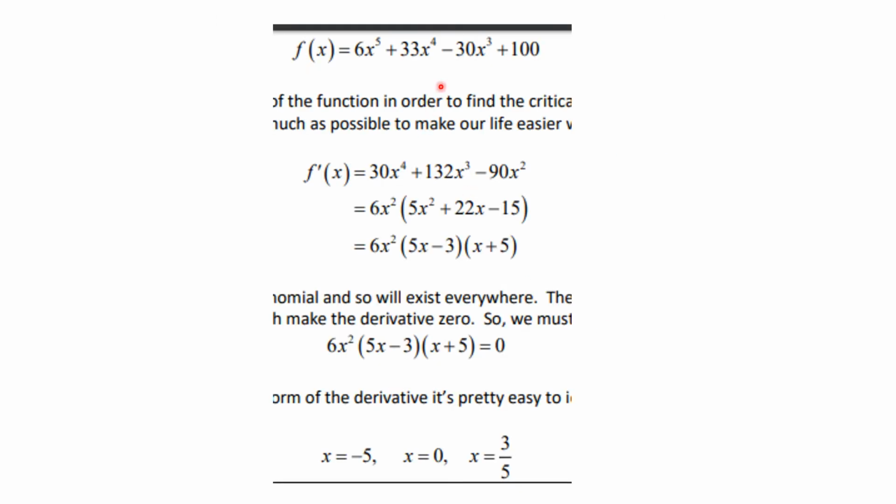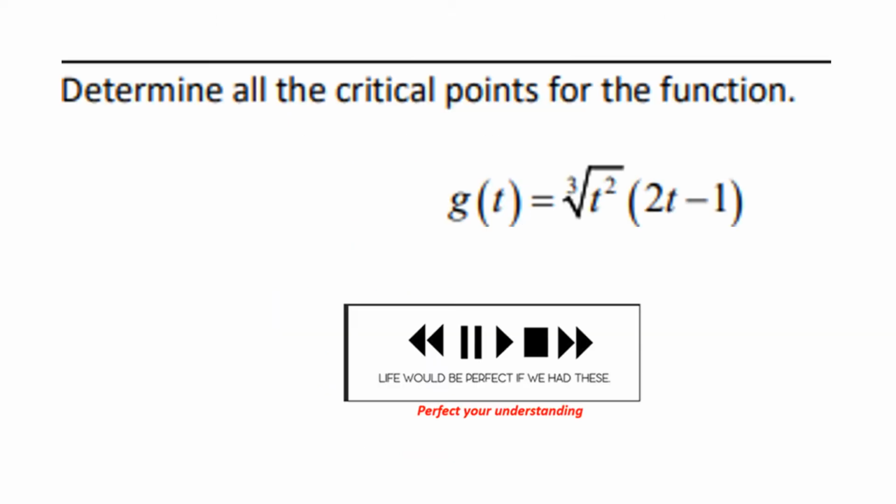Well, we take the derivative, and we get this expression, and we're going to factor it. We take a common factor of 6x squared out, and we factor the rest of it, and we're setting this equal to 0. There is no place where this is undefined, so there are only critical points of the first kind here. So we set this equal to 0, and we conclude that there are three critical points: x equals -5, x equals 0, and x equals 3/5.